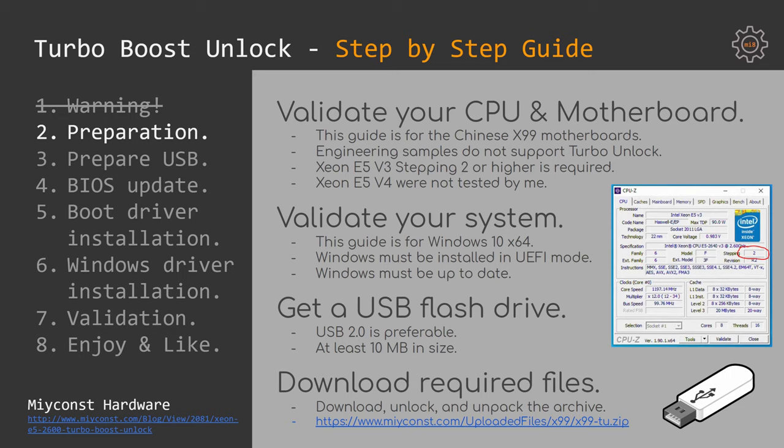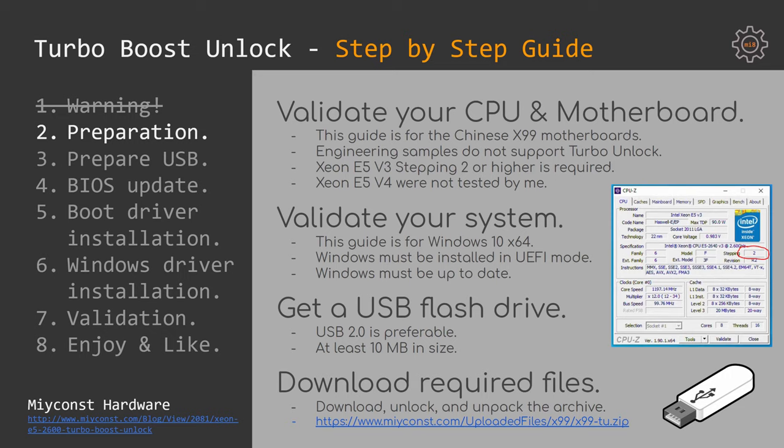If your CPU is an engineering sample, then forget about unlocking Turbo Boost. It does not work with engineering sample CPUs. To identify if your CPU is an engineering sample, you can start CPU-Z and take a look at the stepping section. The value shall be 2 or higher. If you have an engineering sample or qualification sample which has stepping 0 or stepping 1, do not even try to unlock Turbo Boost because it's not going to work.